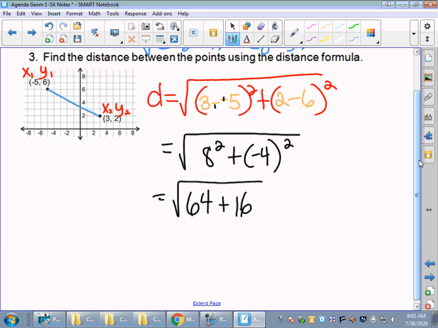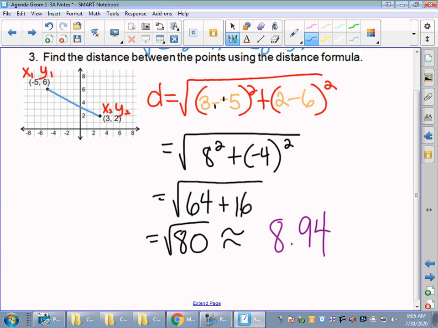So let's see, 64 plus 16, I believe that's 80. If I go to my calculator and do a square root of 80, that's going to come out to an 8 point something, 8.94 is approximately the distance.